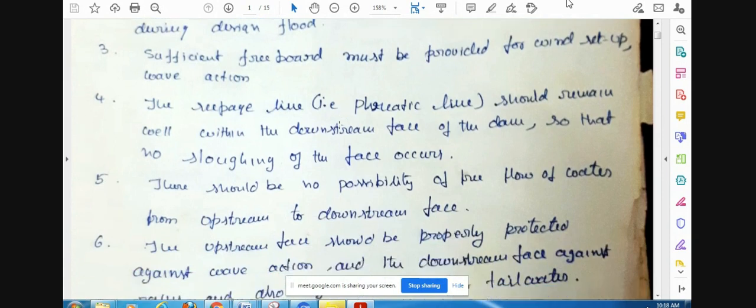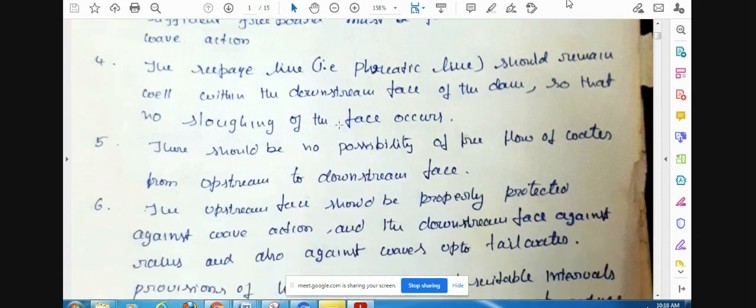The fifth point is that there should be no flow of water from upstream to the downstream face. You cannot avoid this completely, but you can minimize the flow, and you have to see that there is no concentrated flow. What is concentrated flow? The entire dam is there, but the flow takes place at one particular point. That concentrated flow will enlarge the gap over time, and piping may take place.